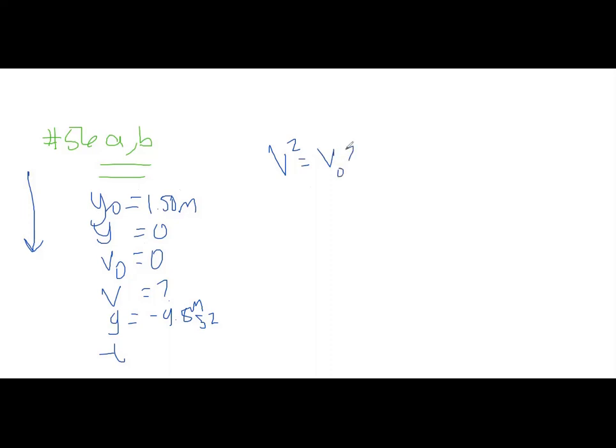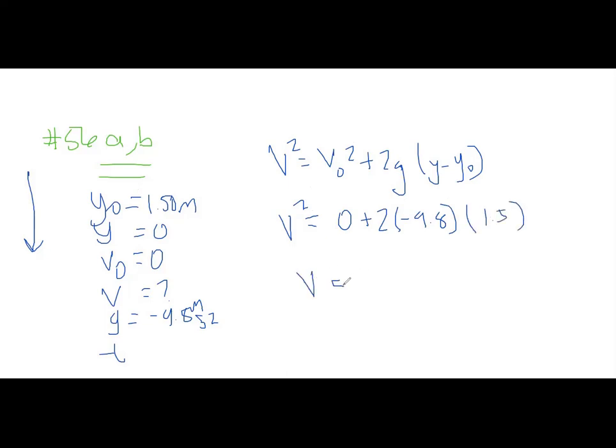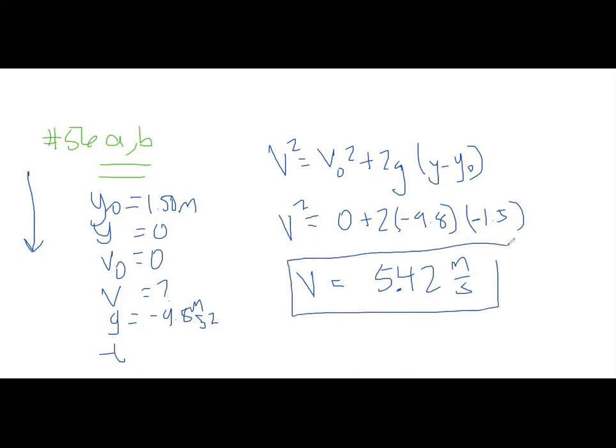V squared equals V naught squared plus 2G times Y minus Y naught. V squared equals 0 plus 2 times negative 9.8 times negative 1.5, sorry, 0 minus 1.5. 29.4, oh, I got to square root that. 5.42 meters per second. That's the velocity it strikes the floor with.